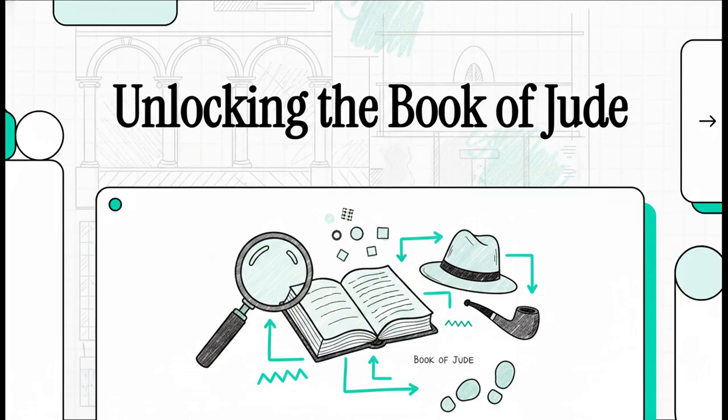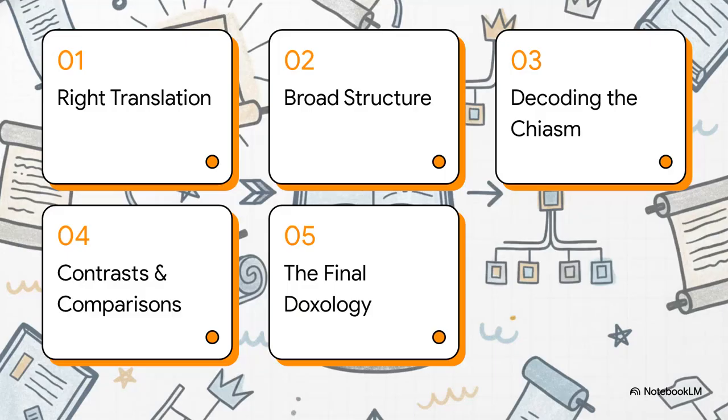We're literally treating the text like a crime scene, you know? We're looking for clues, hunting for patterns, and searching for that ultimate resolution. Here is our syllabus for today's investigation. We'll quickly look at choosing the right translation, surveying the broad structure, decoding the chiasm, unpacking the contrast and comparisons, and finally, examining the final doxology. Let's map out exactly how we'll move from basic reading tools to uncovering an ancient, absolutely mind-blowing plot twist.